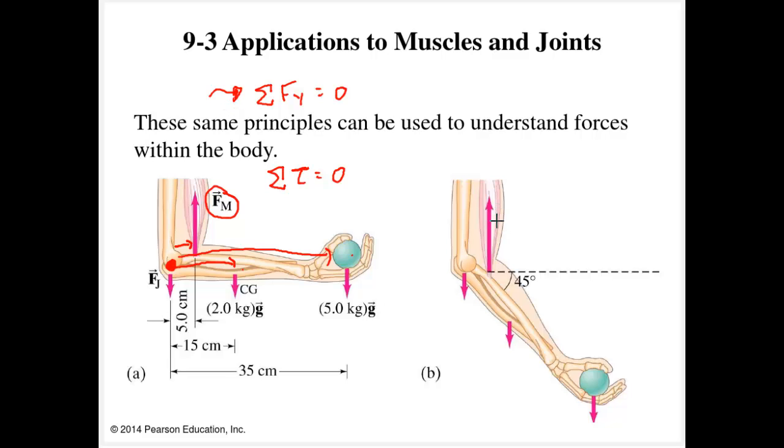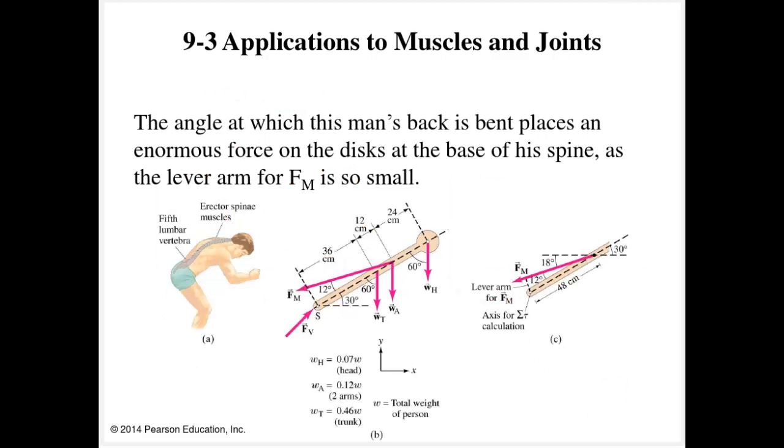We can also do the same thing if the arm is at different angles, where we just simply have to go ahead and figure out what the different lever arms are. We can also use these conditions of equilibrium to take a look at why you should lift with your legs and not with your back.